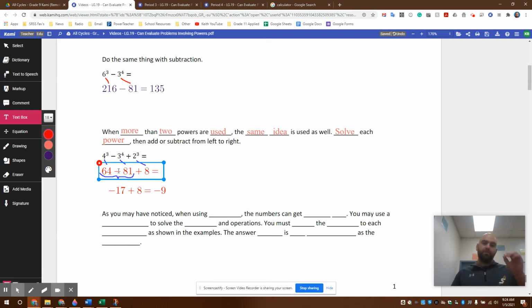Again, show your work by showing your powers in standard form, and then show the rest of your operations as to what you have done.